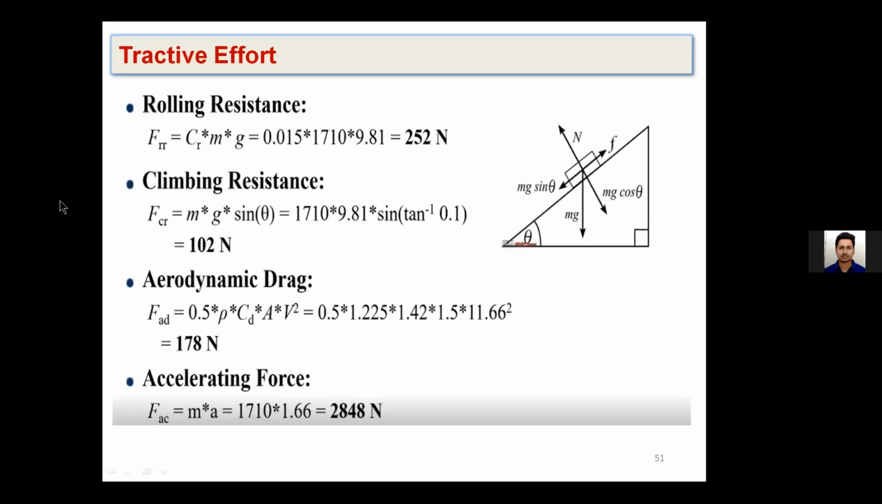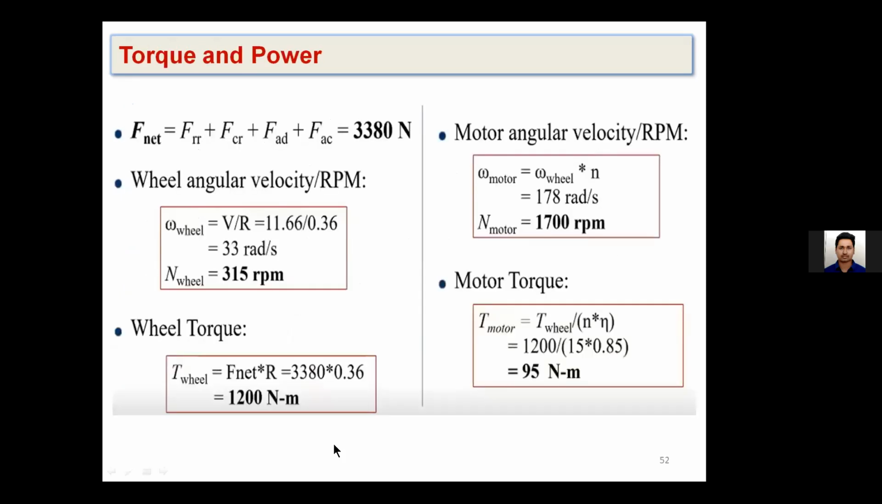In order to calculate the overall tractive effort, we need to consider all these parameters like rolling resistance, grading, and aerodynamic drag. At a particular point, we have taken the different parameters we have considered, and all these values are already given in the table. Simply substitute, and if we add all these things, we'll get the overall net tractive force that is required.